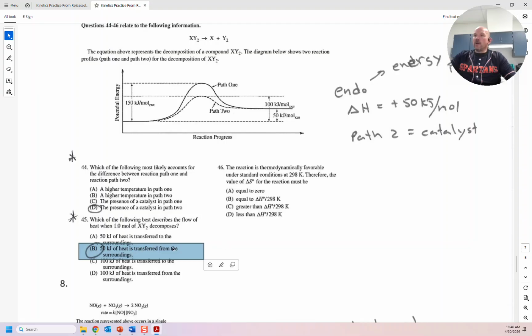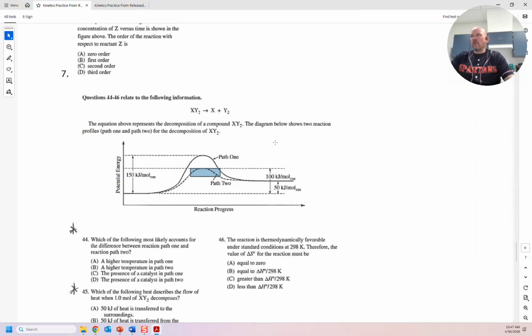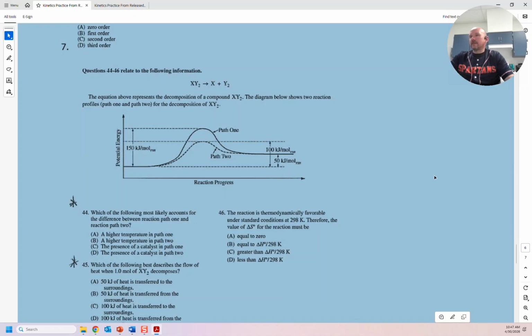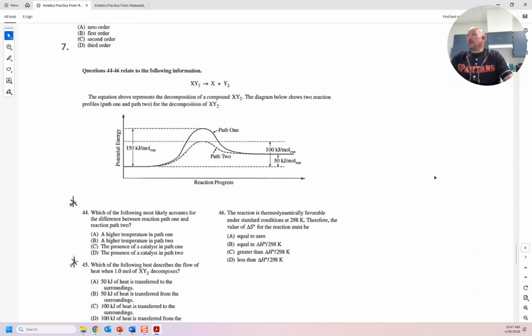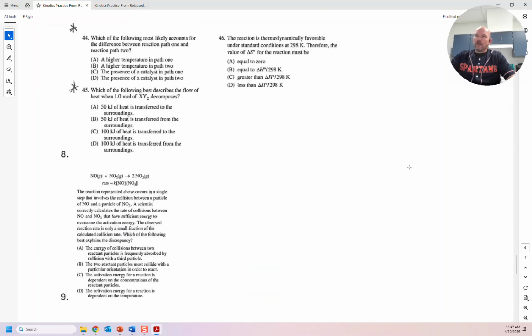All right. And we know that because it was endothermic, right? If this line was lower than this line, then that would be exothermic, and the answer would have been 50 kilojoules transferred to the surroundings. But since it was endothermic, that means 50 kilojoules of energy transferred from the surroundings. I don't like the way they worded that, from the surroundings, but that's the way they did it. I would like to say heat's released, or heat's lost from the surroundings, or heat's absorbed by the system. Something, I don't know, but whatever.